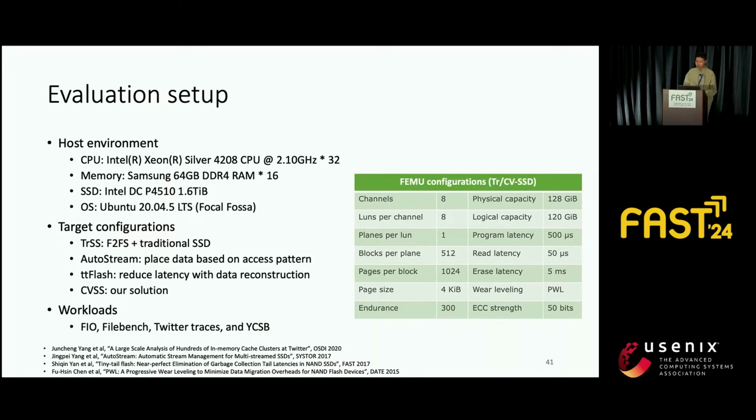The capacity-variant storage system is implemented upon Linux kernel version 5.15. CVFS uses F2FS as a baseline file system due to its virtue of being a log-structured file system. The CV-SSD is built on top of the FEMU, and the table here outlines its major configurations. We use synthetic and real workloads to evaluate the capacity-variant storage system and compare it with 3 different techniques: the traditional storage system, AutoStream, and TT-Flash.